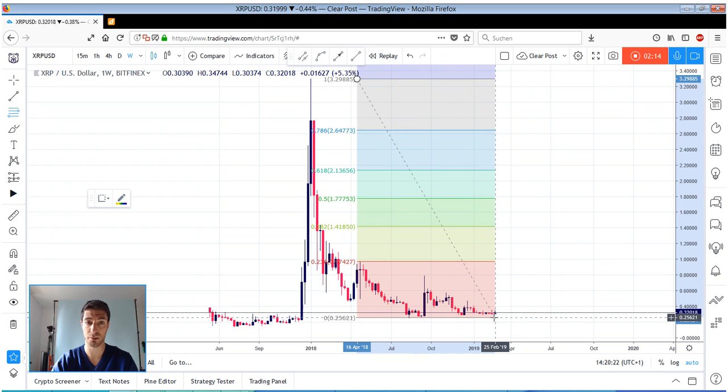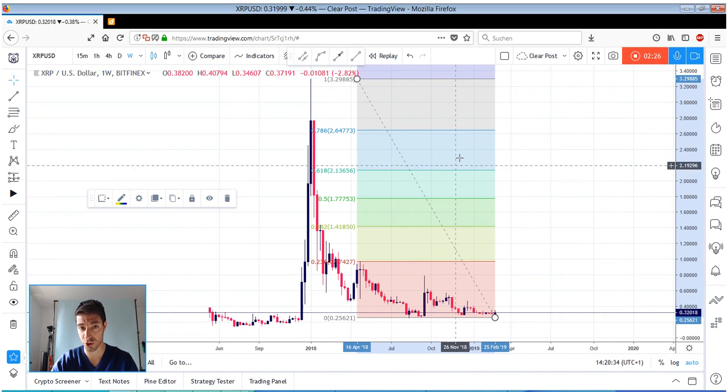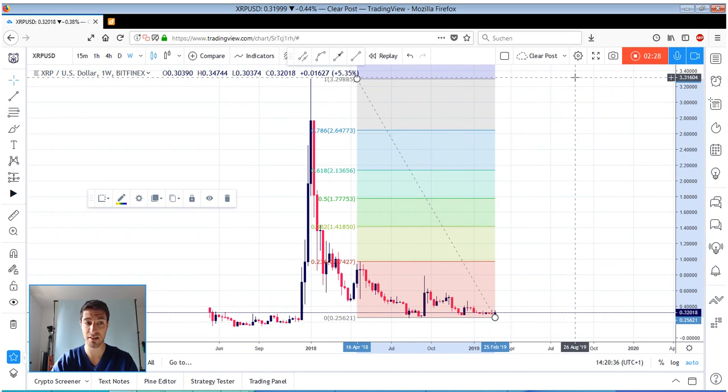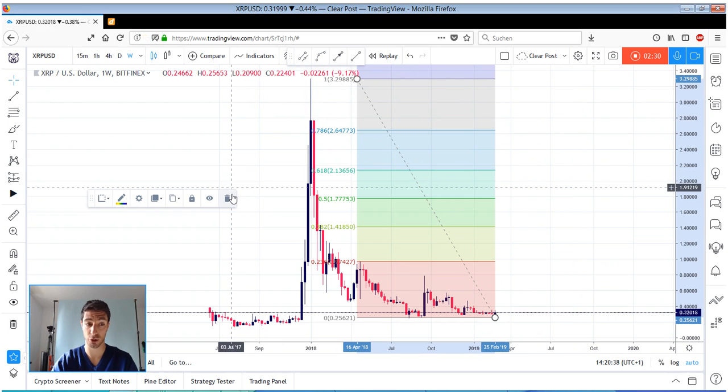So where is the 61.8%? As we can see, it's coming around 2.13 to 2.2, psychological. So clearly we are still in a bearish trend here. We would have to retrace above this range in order to make this a bullish trend again on the big picture. So very, very clear.